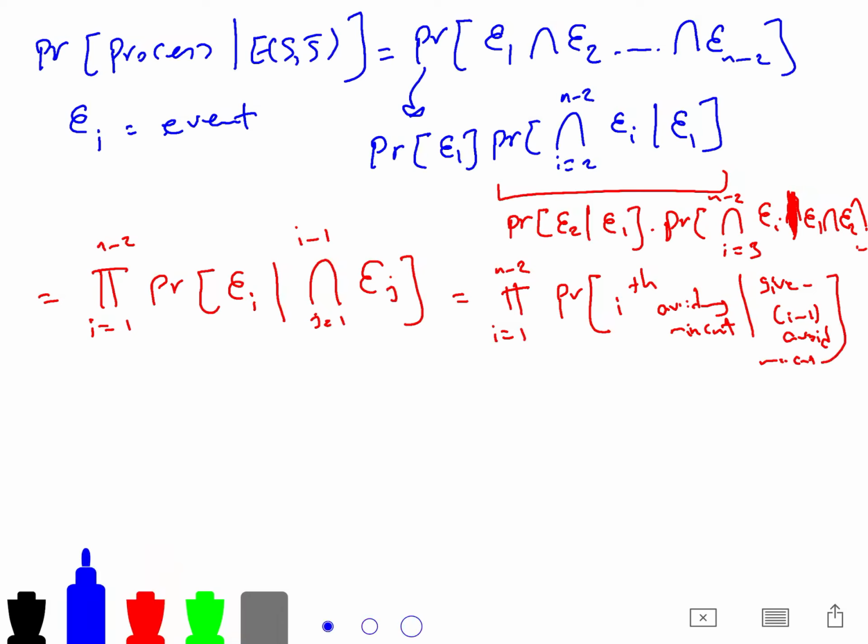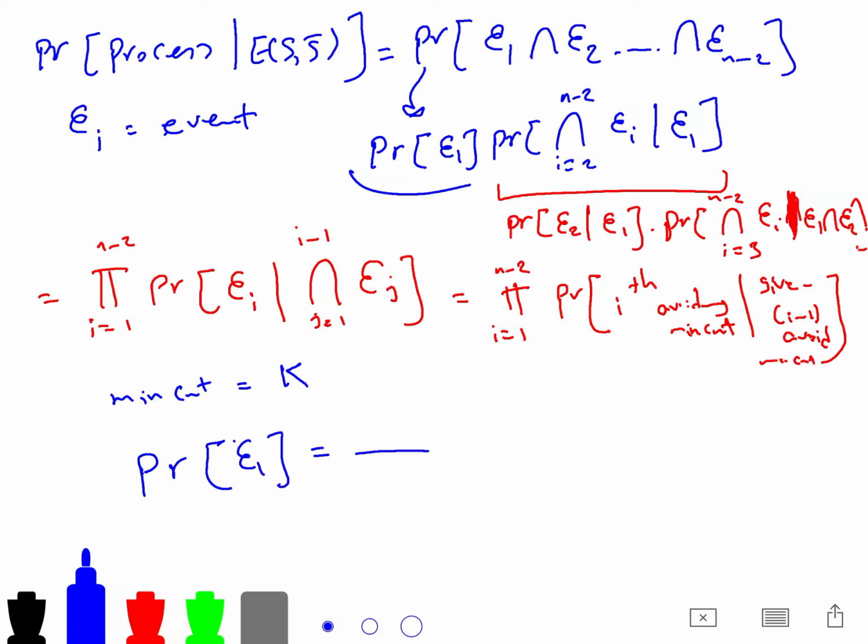And we suppose that the min cut is the value of min cut, because it has a value, which is just k. And we know that, for example, you want to calculate the probability of the first event, E1.